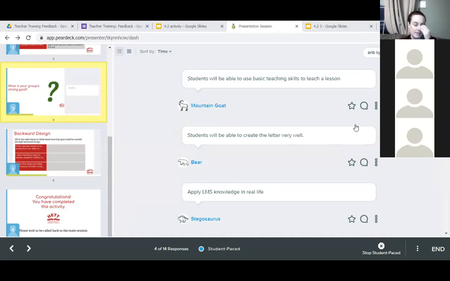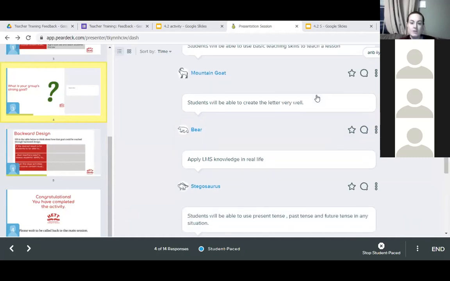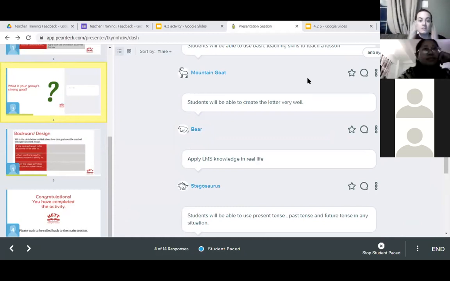So let's look at some of the goals. Students will be able to create the letter very well. This might be a little bit too narrow because it probably wouldn't take you a whole course to make a letter. If you're thinking of a course, maybe make it a little bit broader, like students will be able to use different writing techniques, or be able to write in different forms.